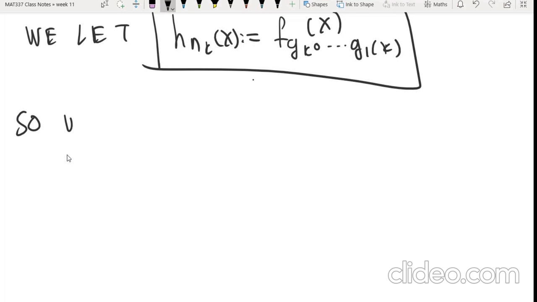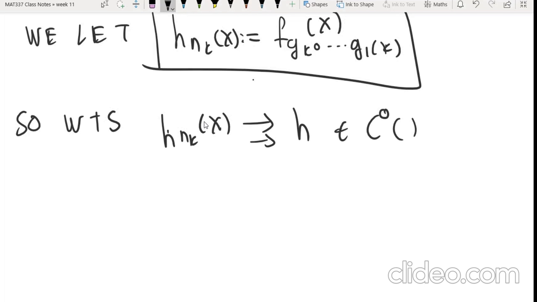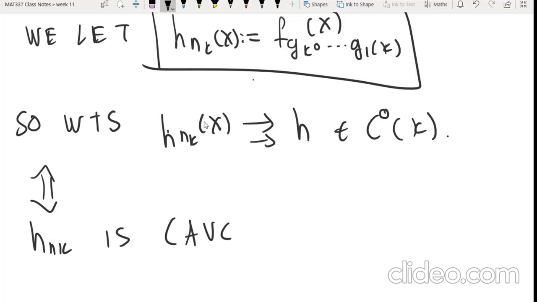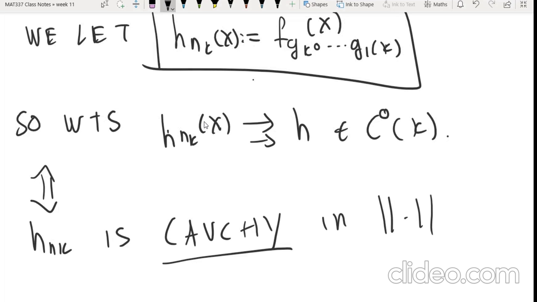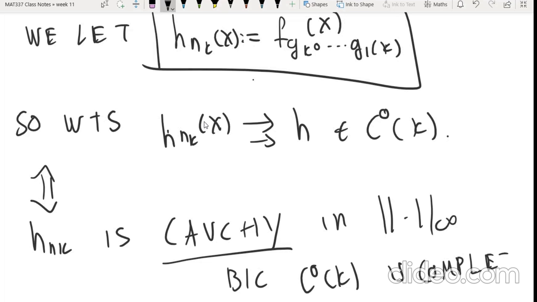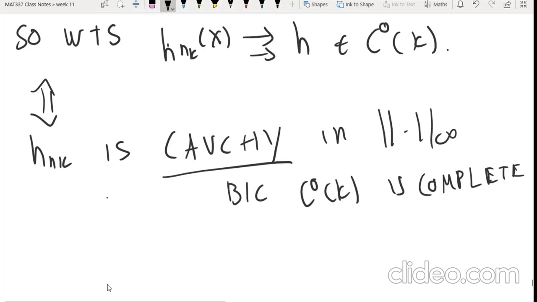Okay, so we want to show that g_k of x converges uniformly to some h in C0(K). This is equivalent to showing that h_{n_k} is Cauchy in the sup norm, because C0(K) is complete. So if you show it's Cauchy, then you have a limit by completeness of continuous functions over compact sets. That's something we did a while back.